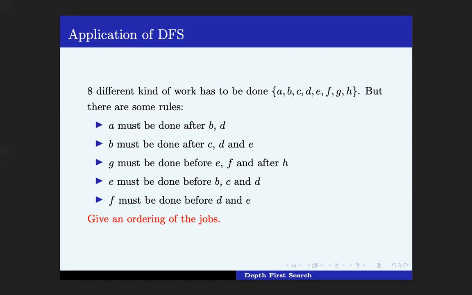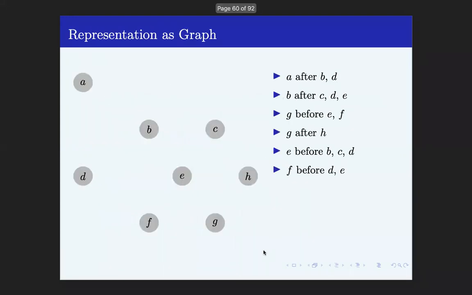So all these relationships can be written as a graph, right? I can define these various nodes, 8 different nodes, and I can draw these edges. Like if A is before B and D, that means there will be an edge from B to A and D to A. A directed edge from one vertex to another vertex means the starting node has to be done before the finishing node.